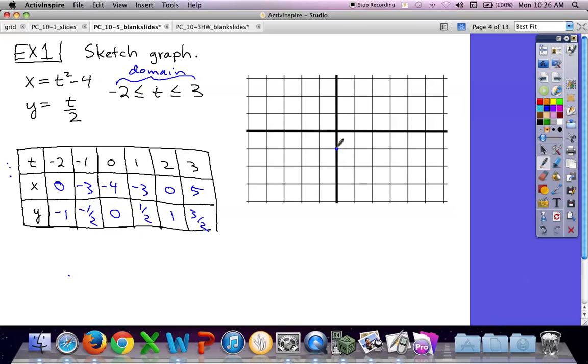0, negative 1, negative 3, negative 1 half, negative 4, 0, negative 3, positive 1 half, 0, 1, 5, 3 halves.